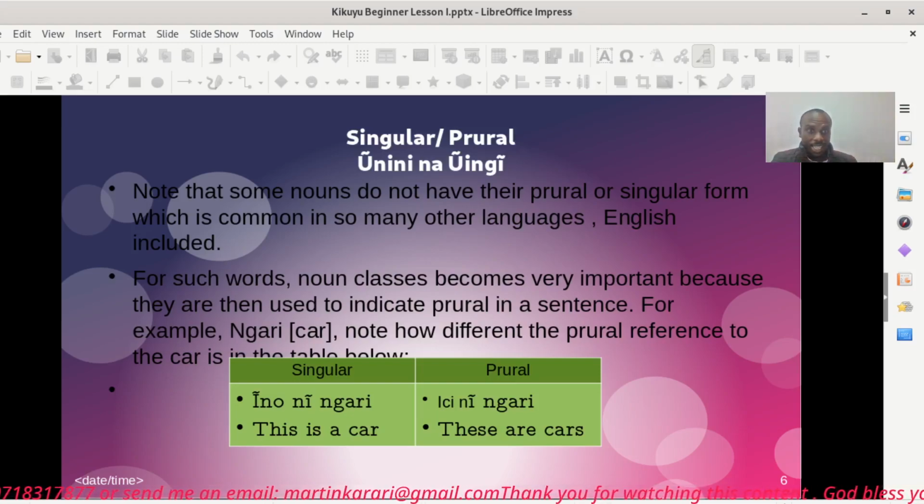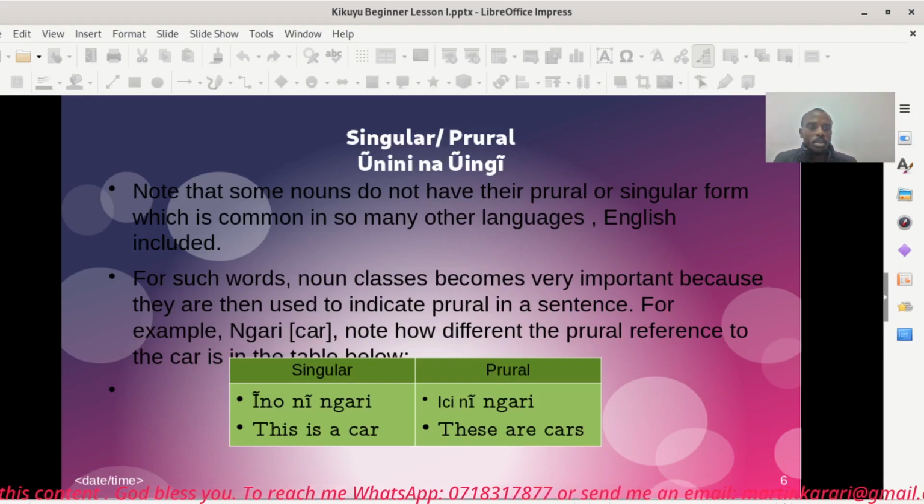Eno ne gari. When there are many, it becomes ishi ne gari. Okay? You see how that is changing. How you change this is determined by the noun class. If I was referring to a person, it should have become oyo aya. But here I'm referring to an object, so it becomes eno.